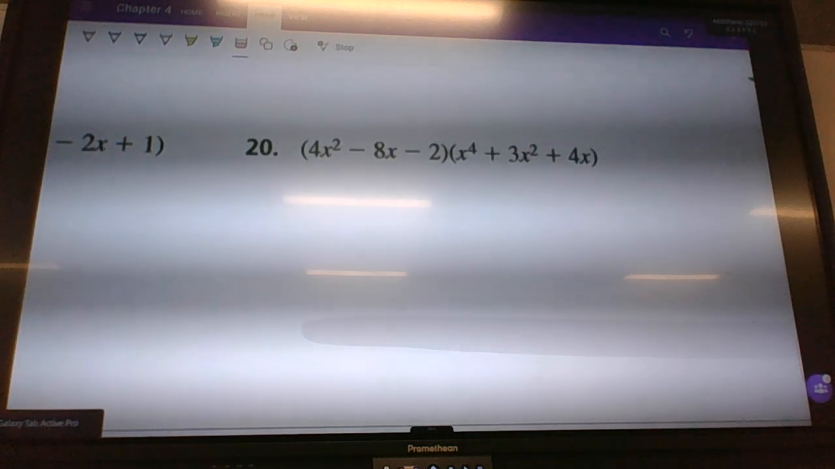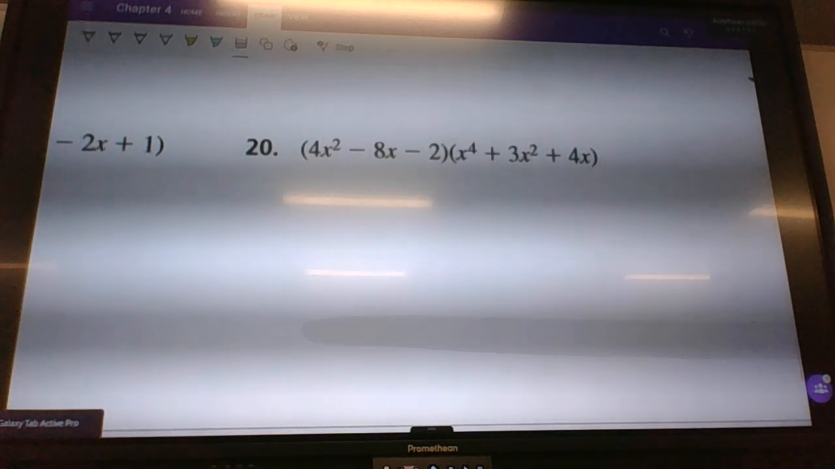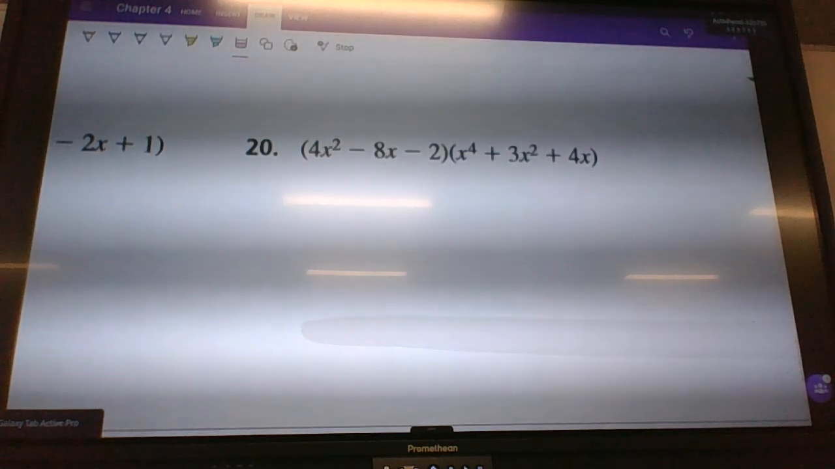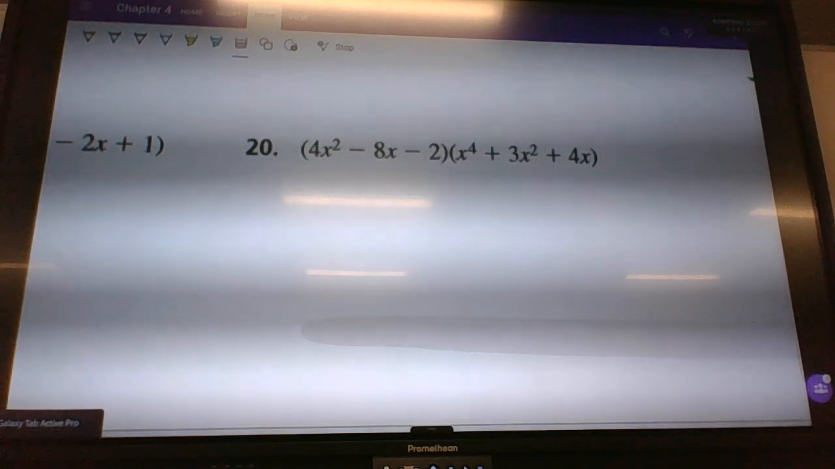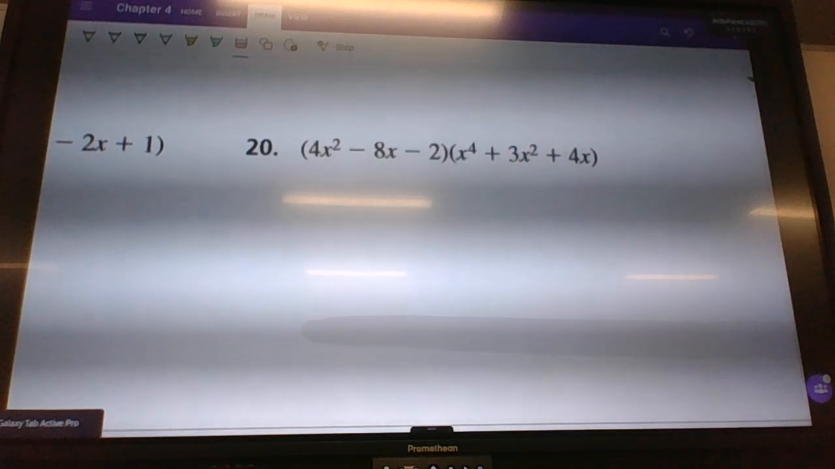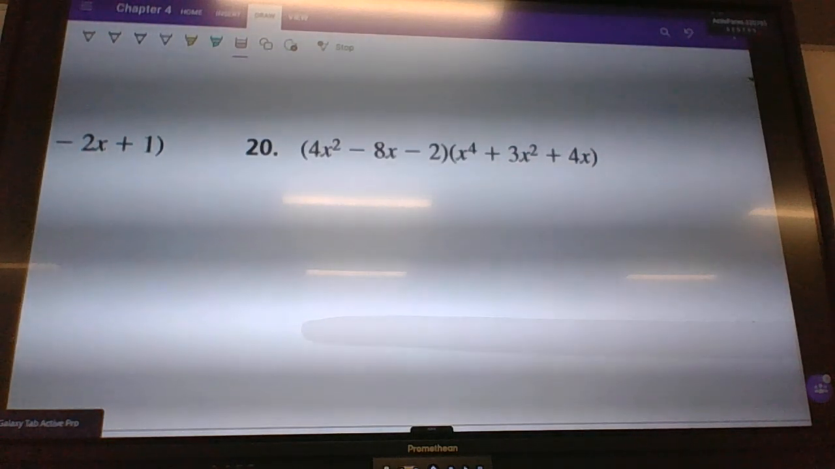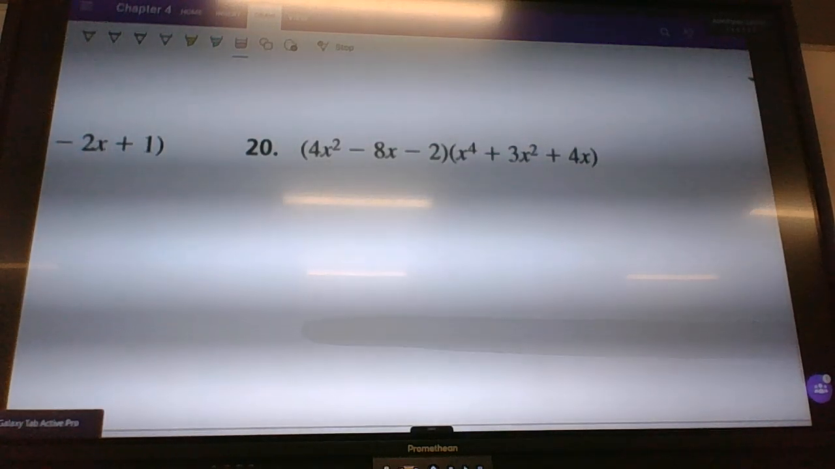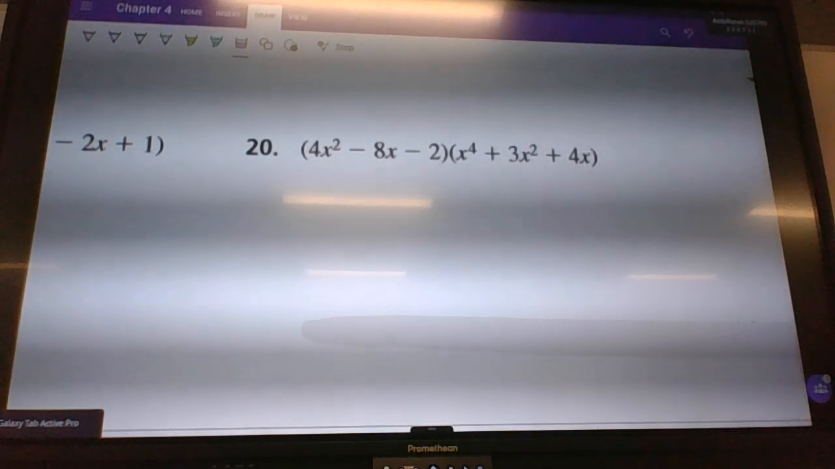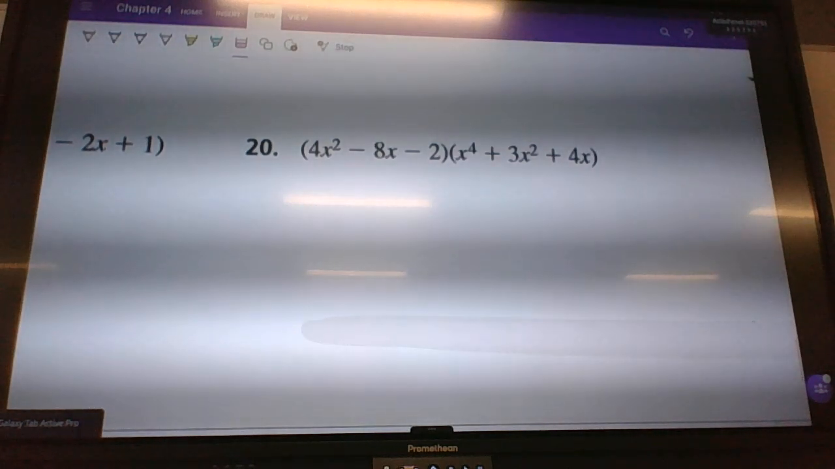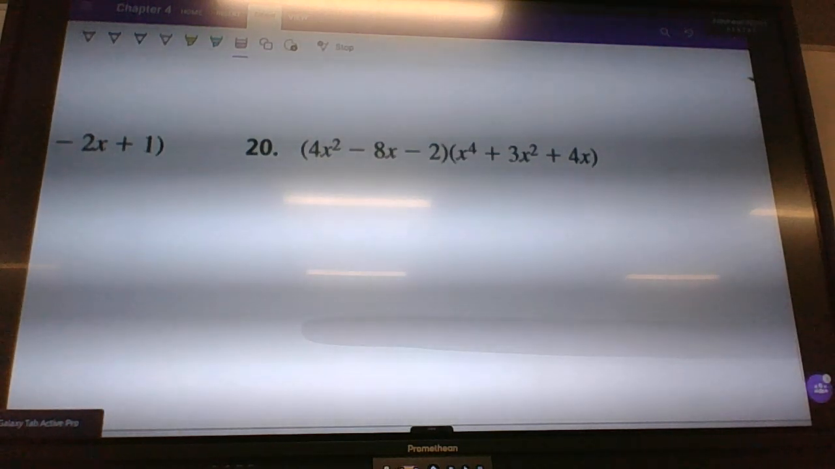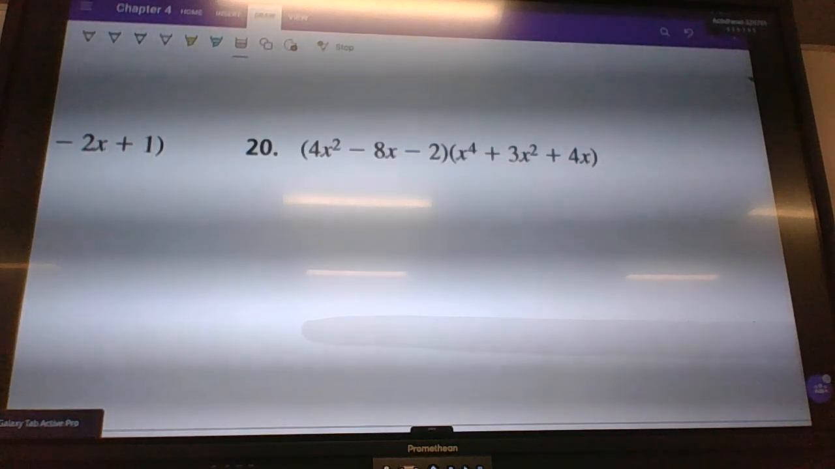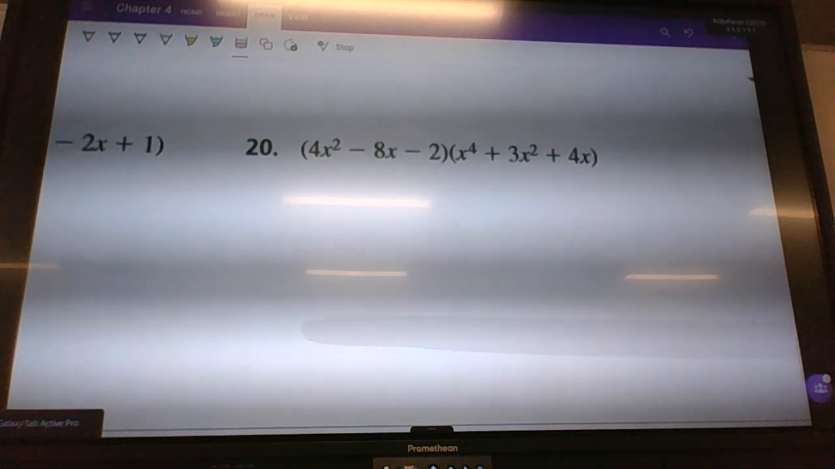More and more, and I didn't do this when I was in school, but I'm seeing students love doing the Punnett square. So if I have to do a 3 by 3, I'll make a box of 3 columns and 3 rows, and I'll put the first one on the left side, 4x squared minus 8x minus 2, and I put the second one along the top, and then you just multiply each little bit, and at the end write it out.